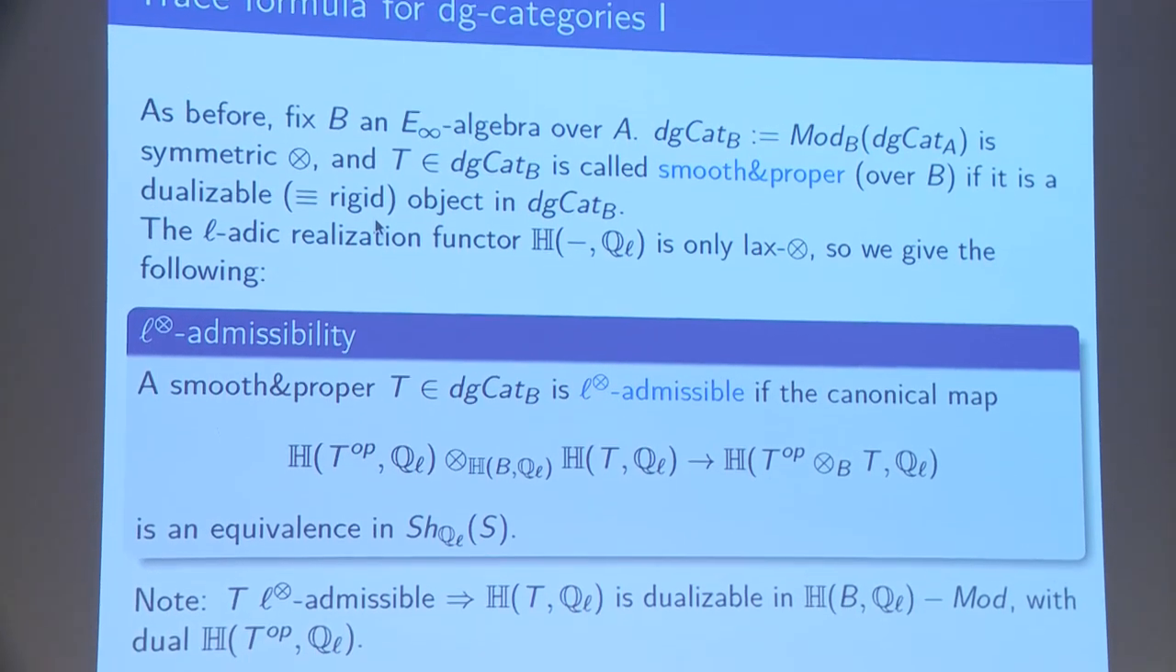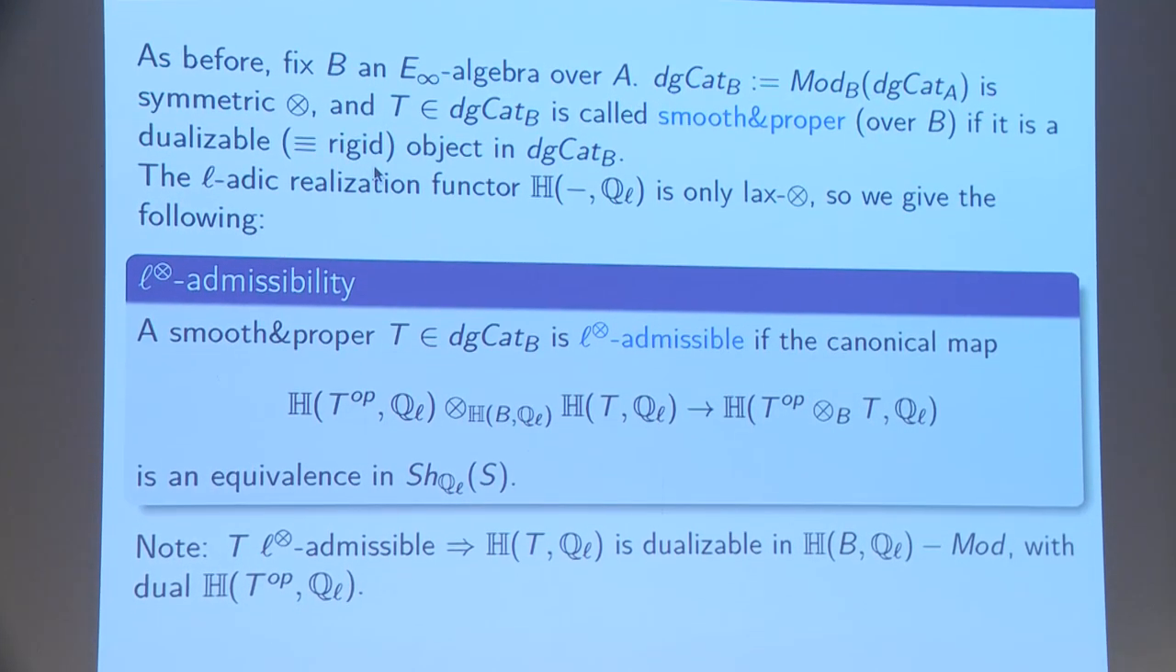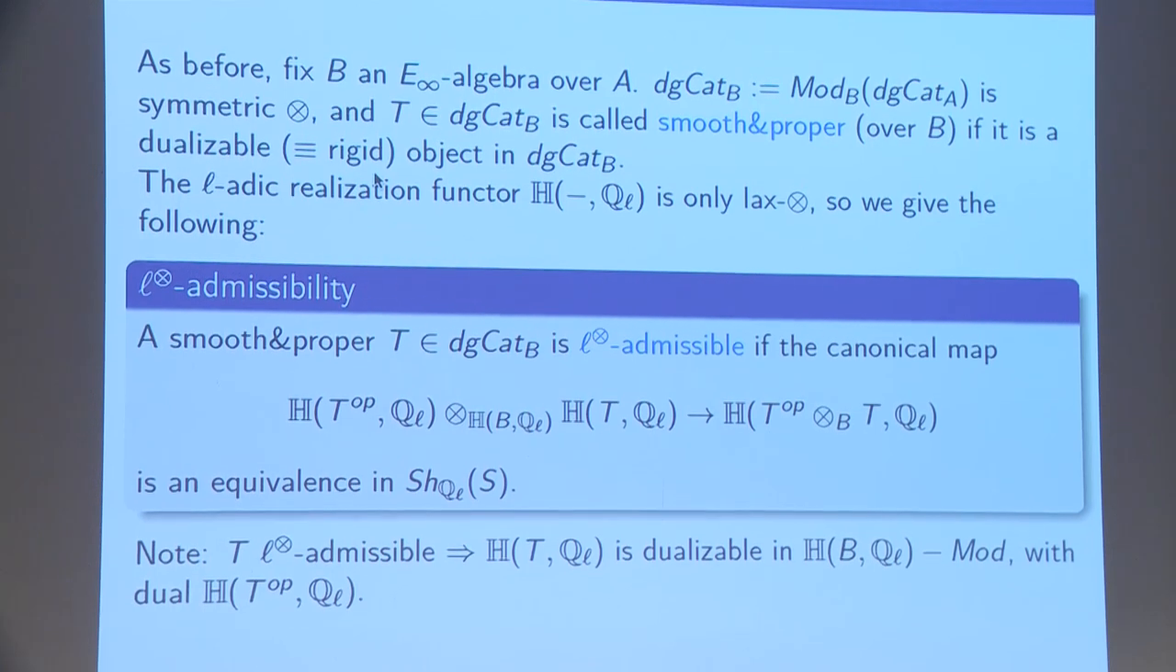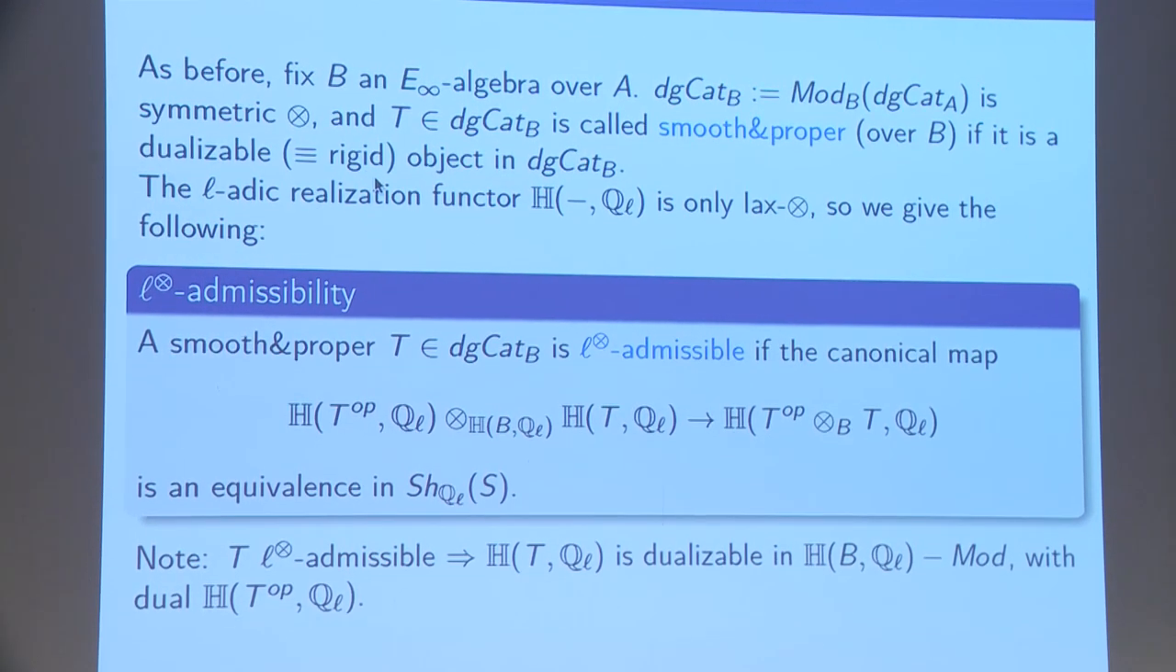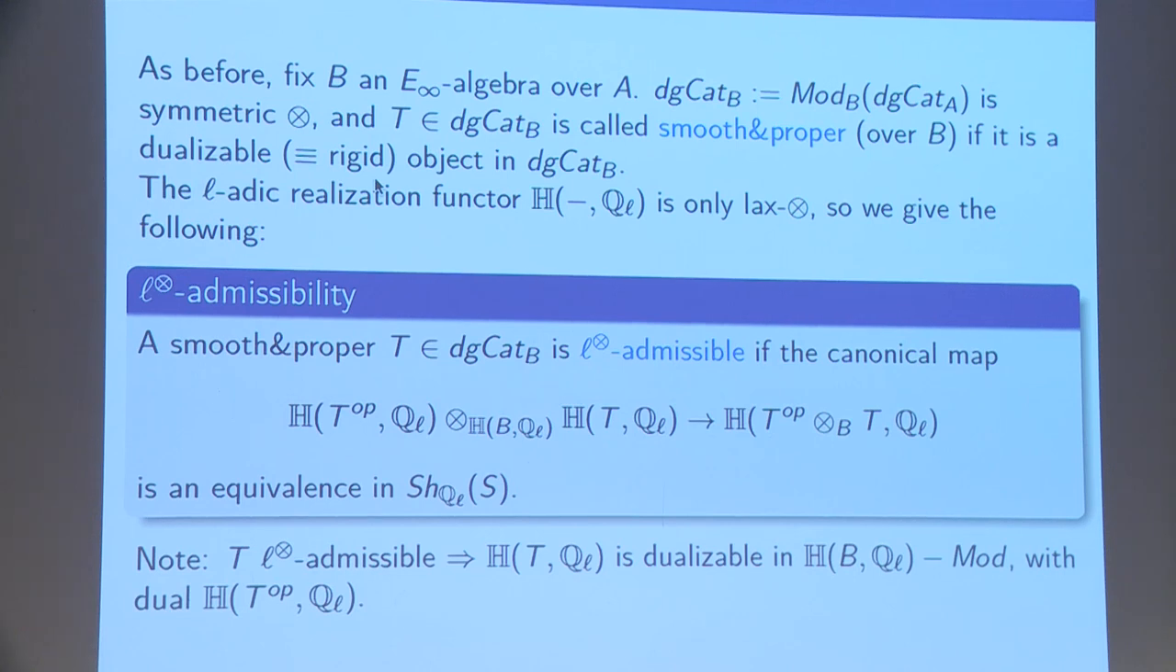And note now that if you have this property for T, so admissibility, then you take H of T, you realize this dg category, and this becomes a dualizable object in H_B,QL modules. And the dual is just the realization of the dual of T, which is T op, because T is smooth and proper.